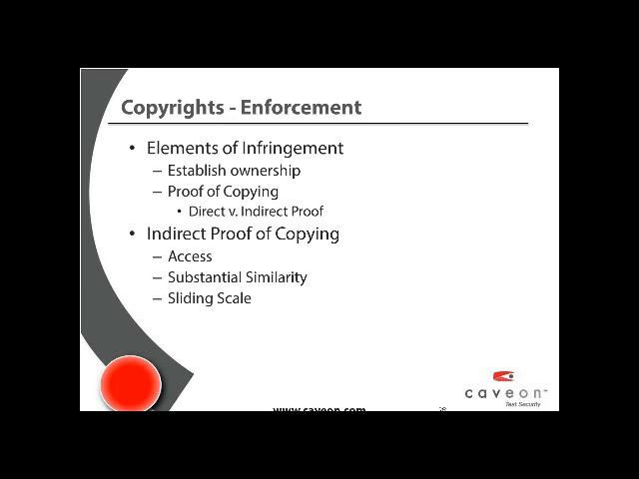The courts, with this indirect proof, look at 2 ends of the spectrum. They look at how much access you had to it, and then how much substantial similarity there is. The more access you had to a work, the less it had to be substantially similar. The more substantial similarity there is, the less likelihood that you had to show any kind of access.